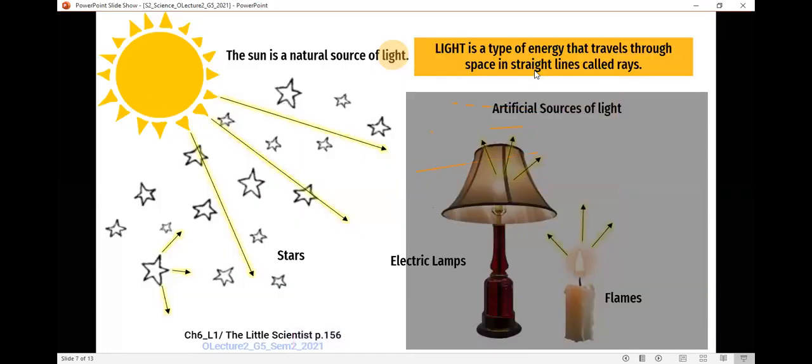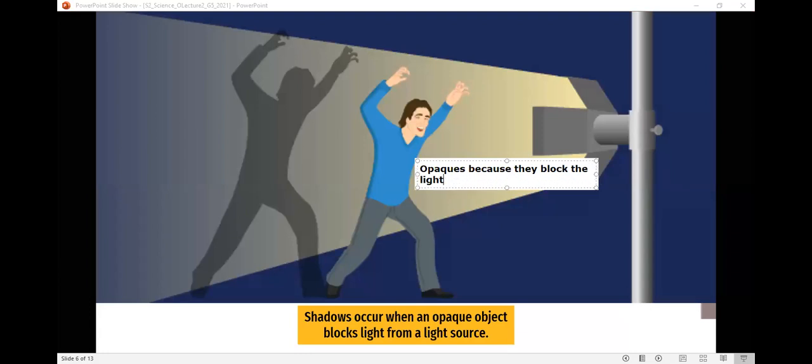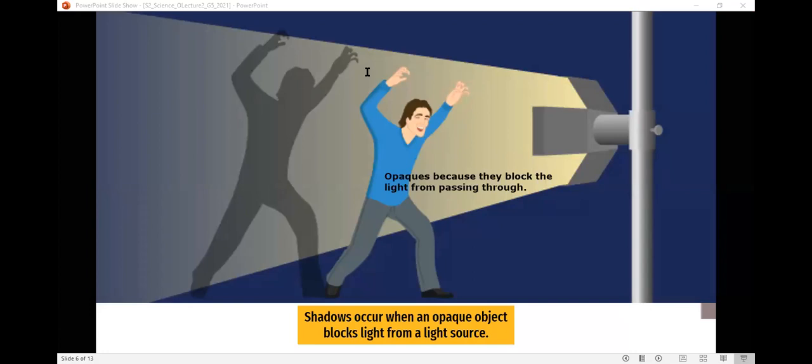Miss, but why is it called opaque? Tell me, who can tell me why some objects are considered opaque? Because they block the light. They block the light from passing through. When an object blocks light from passing through, we say that it is an opaque object. Opaque objects do not let light pass through them.